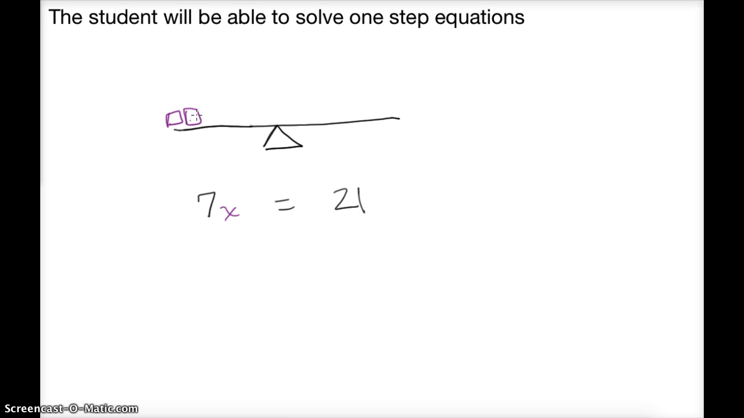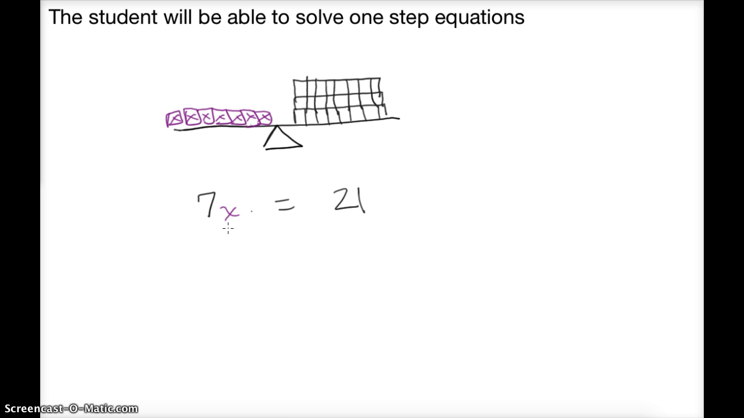So I'm going to first draw 7 different x's. 1, 2, 3, 4, 5, 6, 7. So this is 7x. I don't know what x is yet, but on this side I'm going to draw 21. I'm going to draw that real quick. Hold on. So here I have 7x is equal, it's balanced with 21.